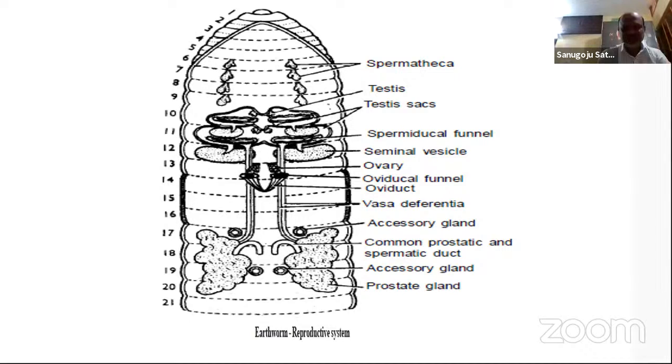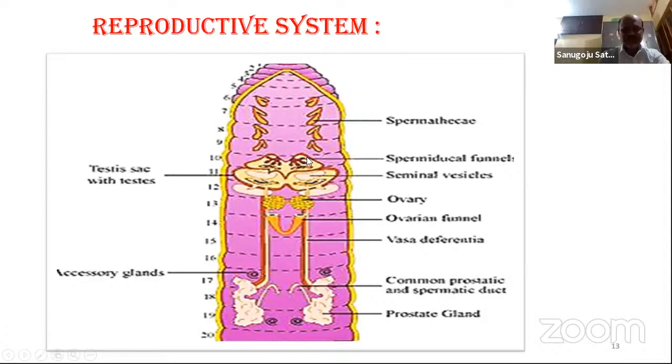And again, we go through the reproduction detail. The same diagram is here. Spermathecae play a vital role in collecting and receiving the sperms at the time of copulation. And these are the spermaducal funnels, as we discussed here. This is the colorful diagram, that's all.